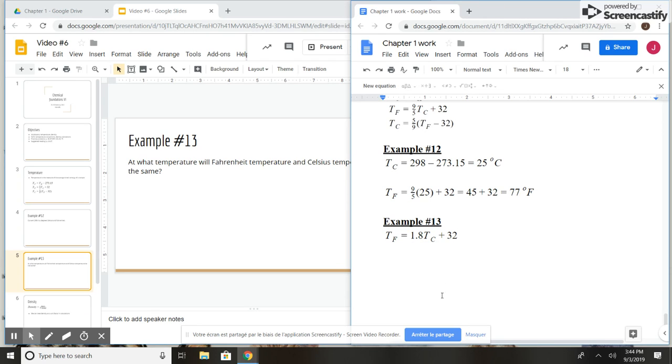And then all you do is, when the Fahrenheit temperature and Celsius temperature are equal to one another, these values will be the same. So I'm just going to call them T, and then I'm going to solve this like a normal algebraic equation. So negative 40 degrees Celsius is actually the same temperature as negative 40 degrees Fahrenheit. It's also good trivia knowledge.